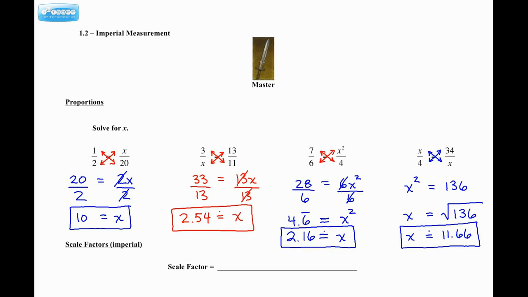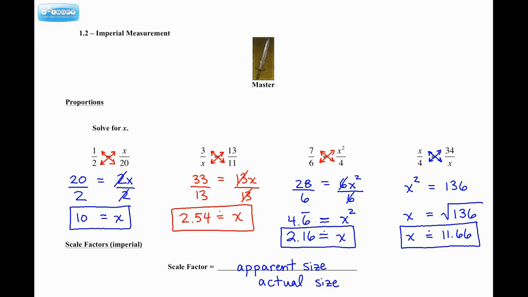All right, now we're going to have another look at scale factors. Remember, we talked about scale factors earlier when we were dealing with the metric system. We're just going to deal with the imperial system. Well, this hasn't changed. Remember, the scale factor, if you're talking about size, it's the apparent size. Let's say how big something is in a photograph or a poster. And you divide it by how big it really is. So this is a ratio.